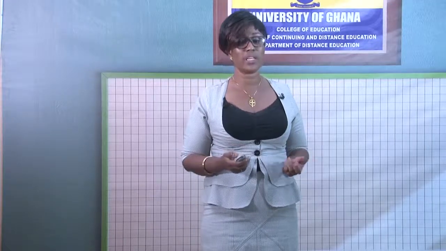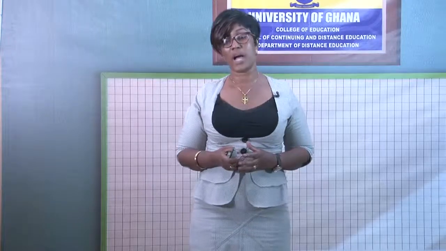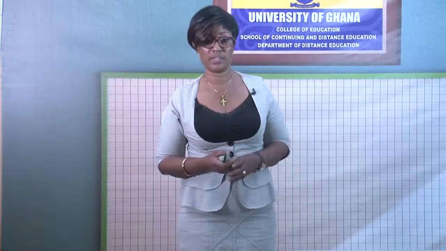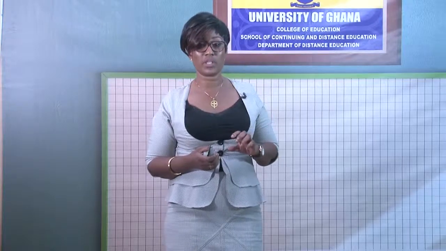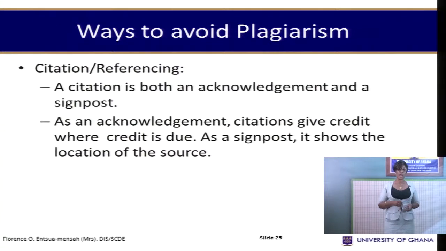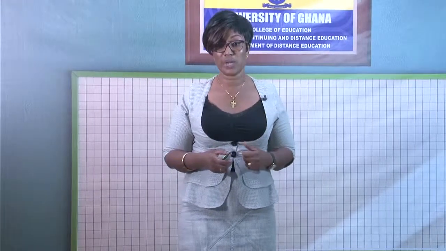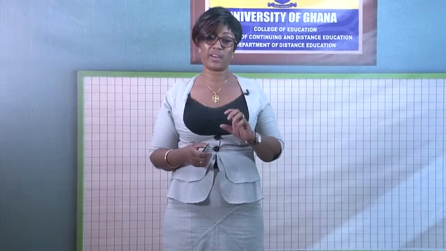How do we avoid plagiarism? Simple, by citing or by acknowledging, that is, referencing. A citation is both an acknowledgement and a signpost. You are acknowledging the person and you are directing others who read your work to where you got the information from. That is why it is a signpost. As an acknowledgement, citation gives credit where credit is due. As a signpost, it shows the location of the source.